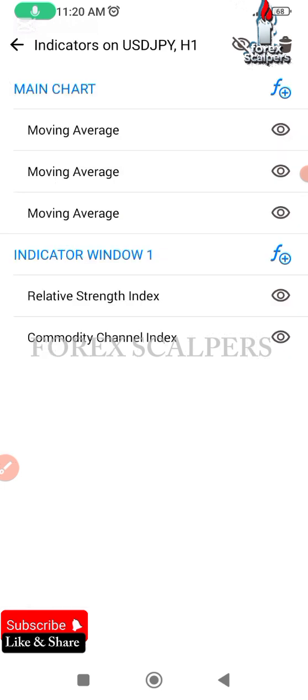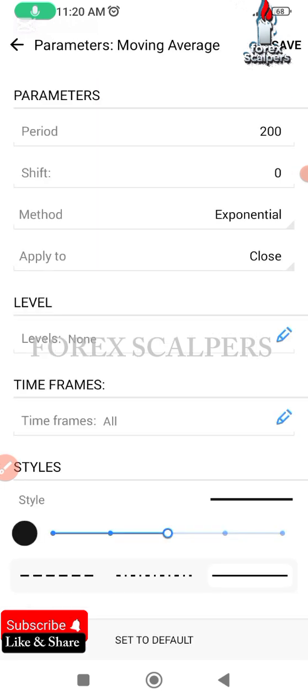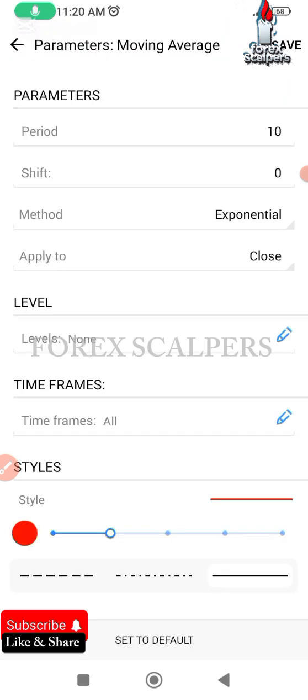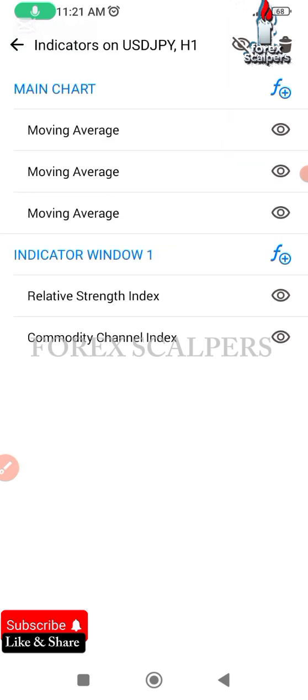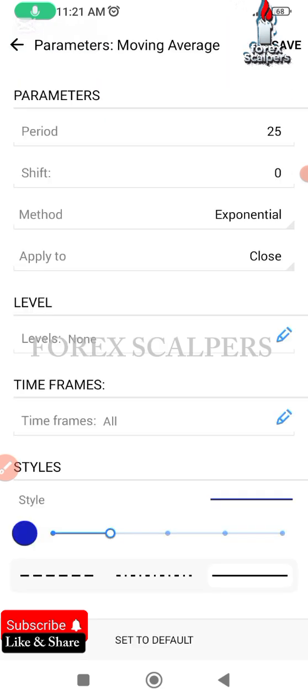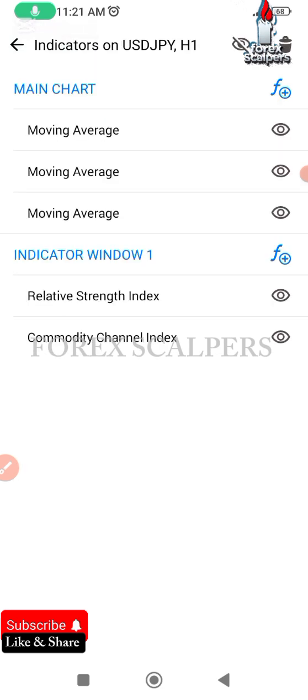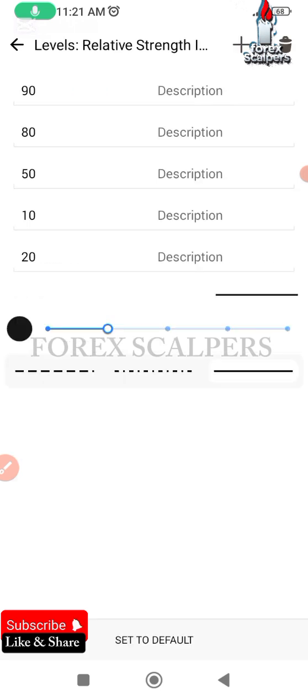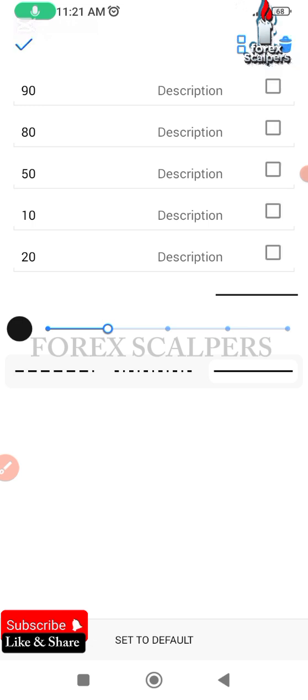If you are coming across this video for the first time, the first is moving average. The shift is 0, method is exponential, you apply to close. The second is still moving average, period is 10, method is exponential. And then the other one is moving average, period is 25, and the method is exponential. Then we have our RSI, of course. You can see all of this. Here are the levels, so you can edit, you can delete, and you can add.